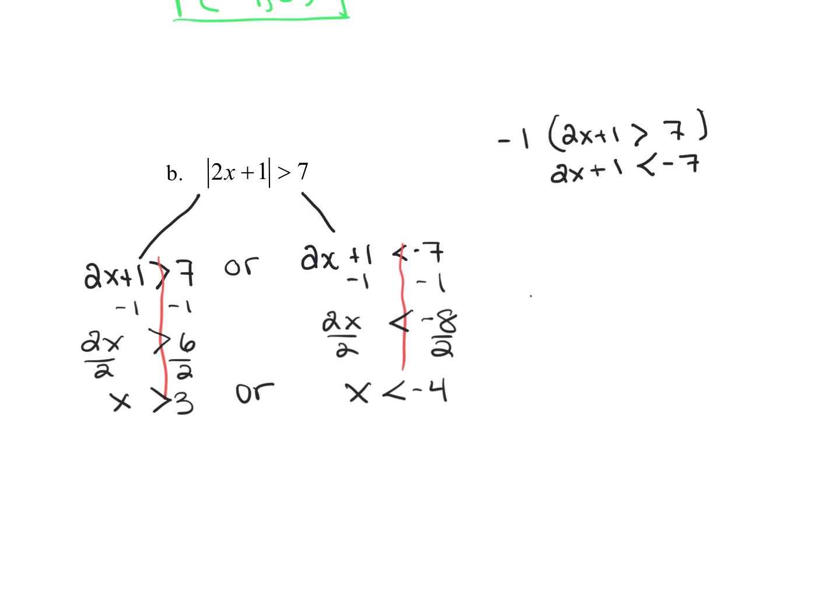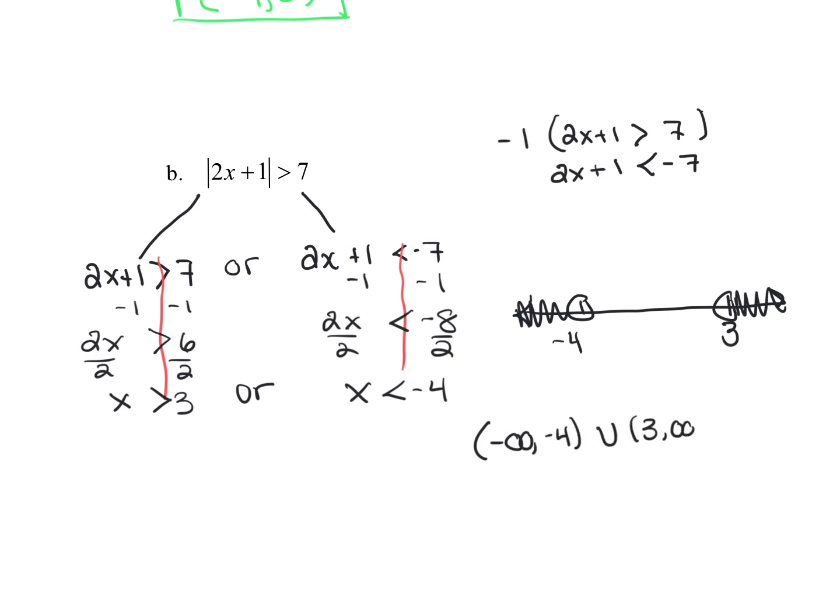So if you think about a number line for a second, this says I'm at negative 4, and I'm less than that, I'm going this way. Or I'm 3 and I'm getting bigger. So my shading is going away from each other, and since my shading goes away from each other, it's an or statement. And then using this number line, we can write negative infinity to negative 4 union 3 to infinity.